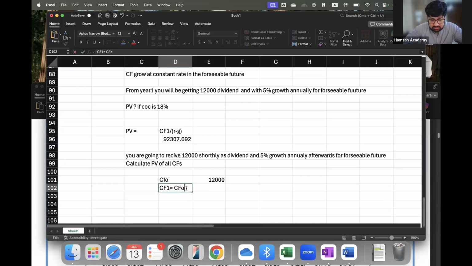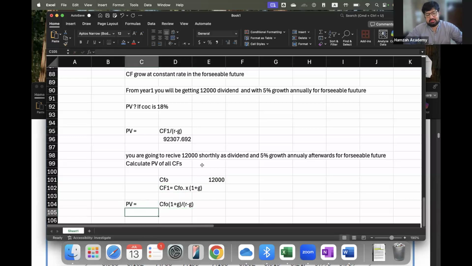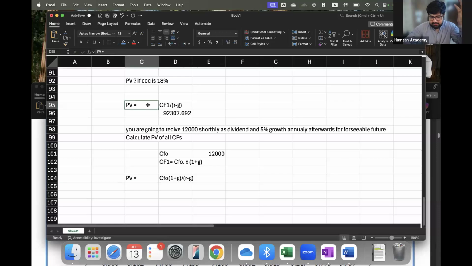CF naught into 1 plus growth rate. So this formula will become: present value is equal to CF naught into 1 plus G over R minus G. Both formulas you should understand and must be able to use wherever they are given.